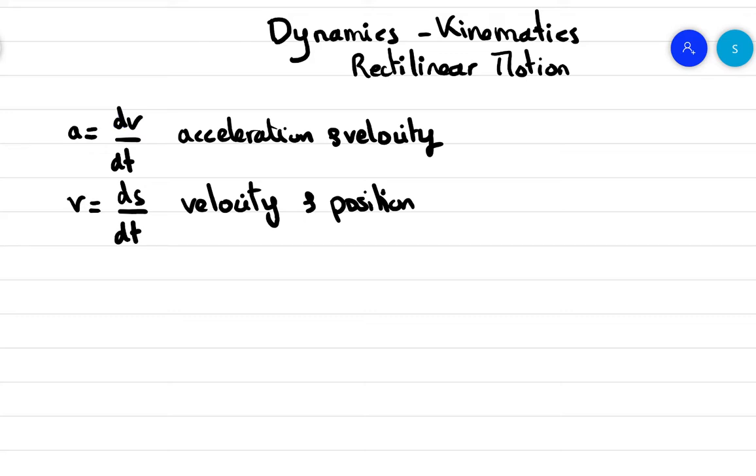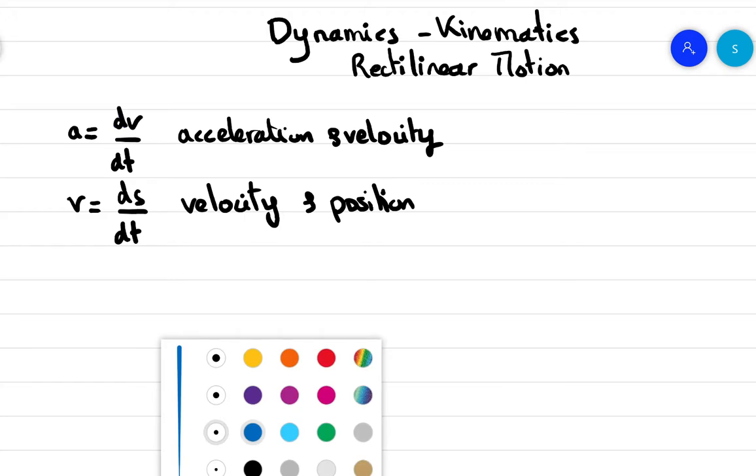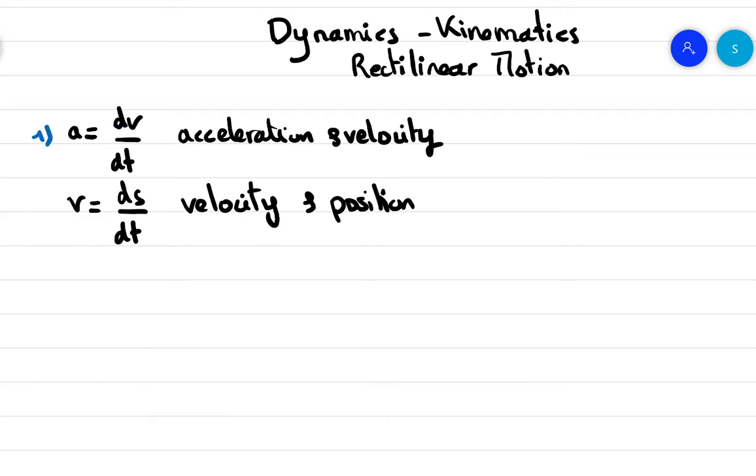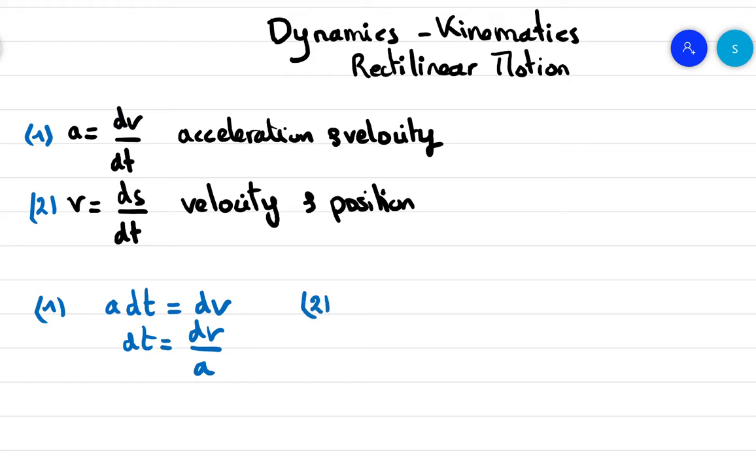From those two formulas, what can we do? We can play with them. Let's call this one the first and this one the second formula. The first formula, I will switch dt, so I have a dt equal dv. And after that, I will just keep dt on the left. So dt equals dv divided by the acceleration. Now I use the second formula, and I will do the same. So I have v dt, I switch dt on the left, equal ds. And now I will keep only dt on the left. dt equals ds divided by the velocity.